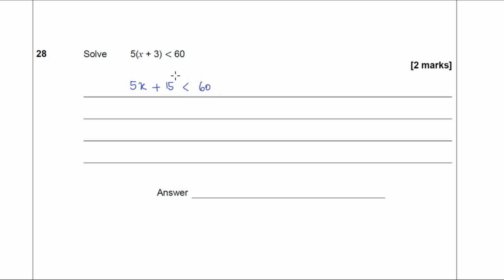So now let's move 15 to the right hand side, and we leave 5x alone here. 60 minus 15. Don't forget the minus sign because it's plus here. So 5x is less than 60 minus 15, which is 45. Now we want to leave x alone, so 45 divided by 5, which is 9. X is less than 9. So this is the solution for this inequality.